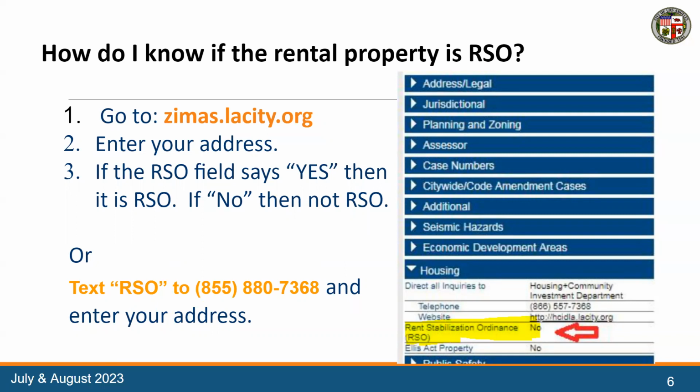Another quick option is to text RSO using your phone to 855-880-7368 and follow the prompts. Data charges may apply for text messages.